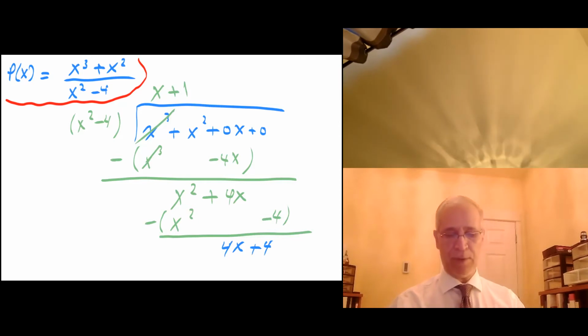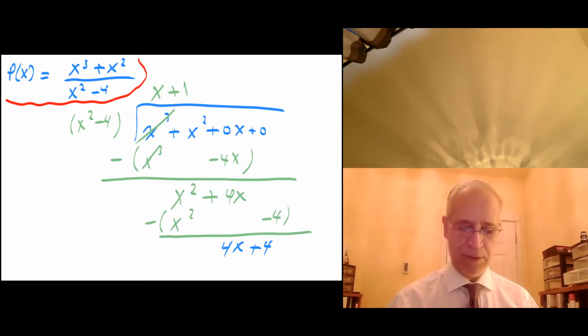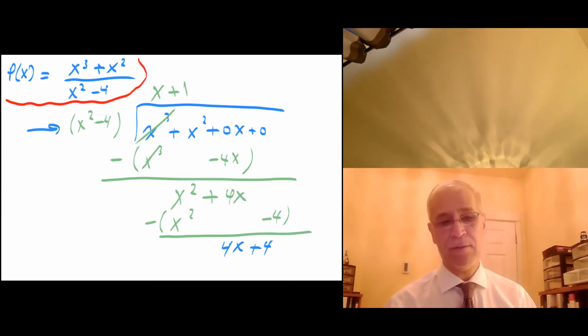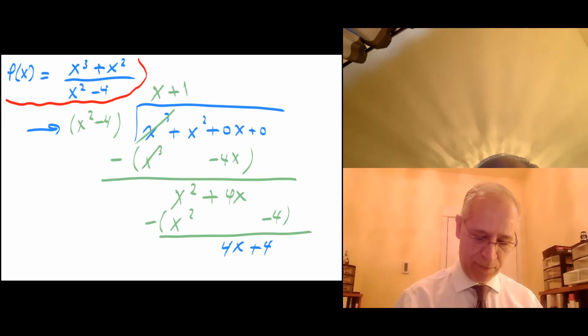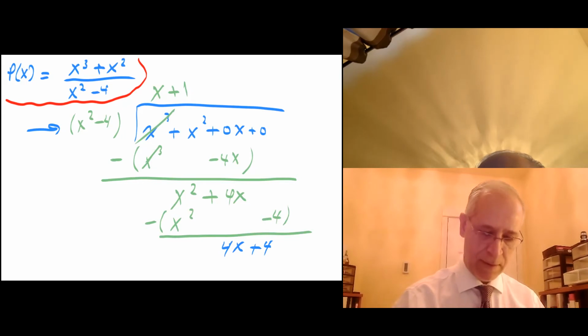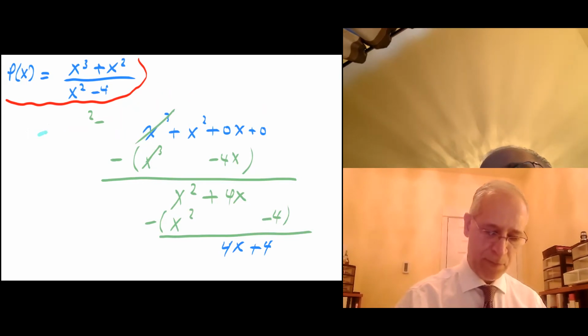And 4x plus 4 is my remainder. How do I know that? The degree of 4x plus 4 is now lower than this degree, so that must be my remainder. Okay, so let me give myself a little bit of room by erasing this part.